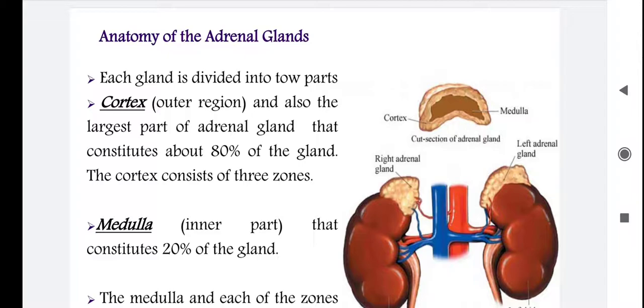Anatomy of the adrenal gland. Each gland is divided into two parts, the outer and the inner part. The outer region is called the cortex, and it is the largest part of the adrenal gland. It constitutes about 80% of the gland, and consists of 3 zones.